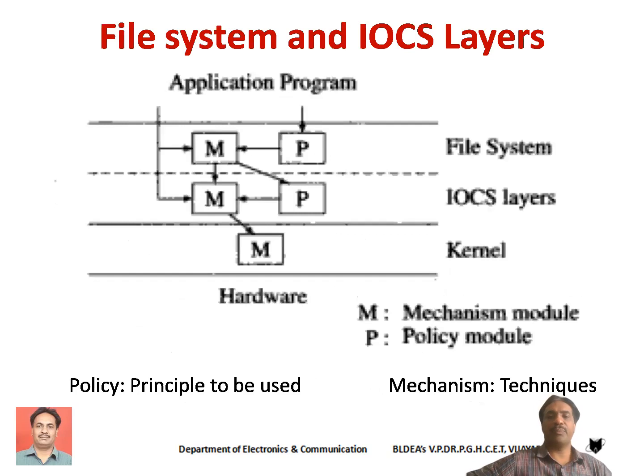Then we have the next topic, that is file system and IOCS layers. To carry out file management operations, we divide the system into IOCS layers and a file system. To access the data stored within the file, the operating system divides the file management system into basically two layers: the IOCS layer, where IOCS stands for Input Output Control System, and at the top side we find the file system layer.